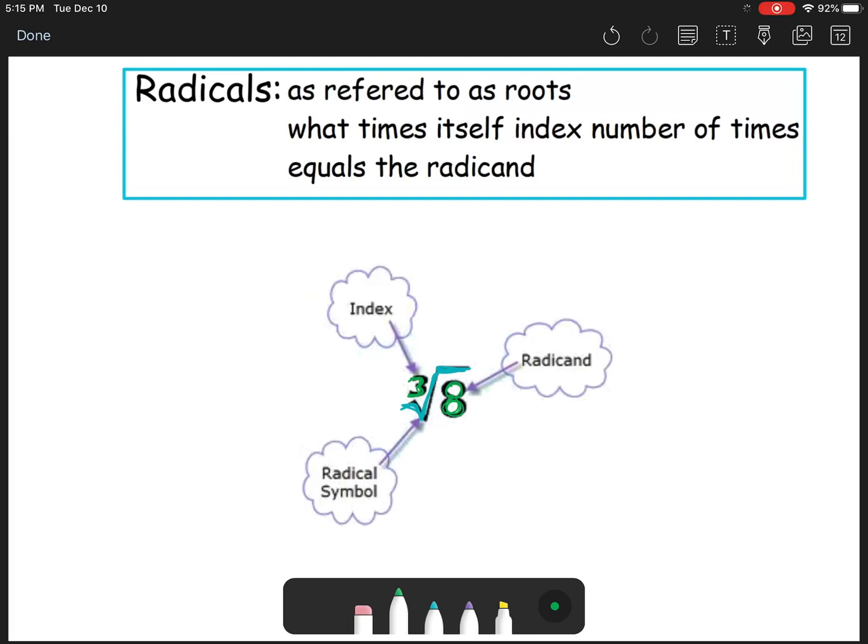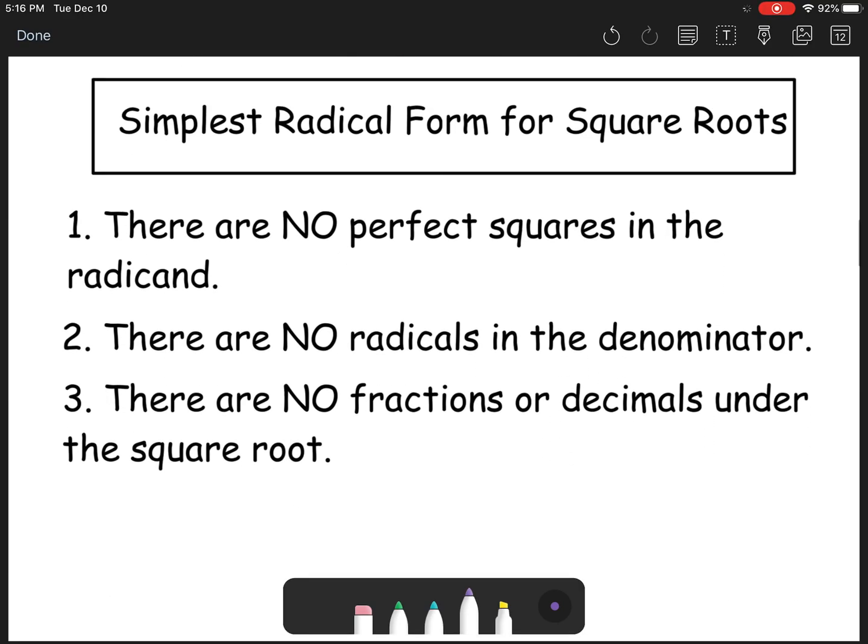Okay, so again, radicals are asking what times itself, the index number of times, equals the radicand. So this example is asking what times itself 3 times equals 8. Well, if we think about 8, that's 2 times 4. 4 is 2 times 2. So 2 times itself 3 times equals 8, which means that the cubed root of 8 is 2. So that's what we're practicing today with our radicals.